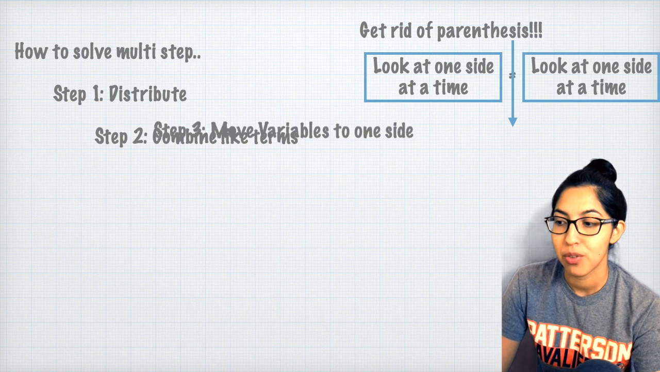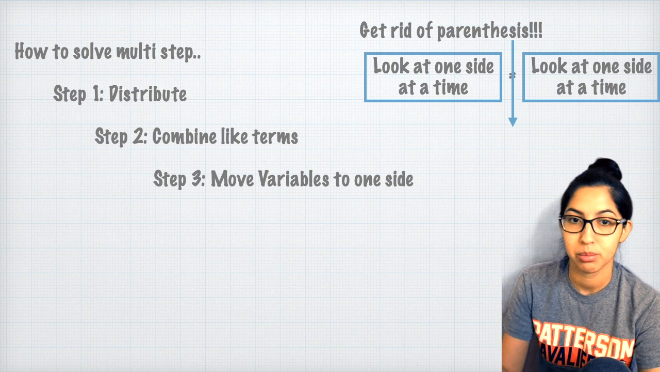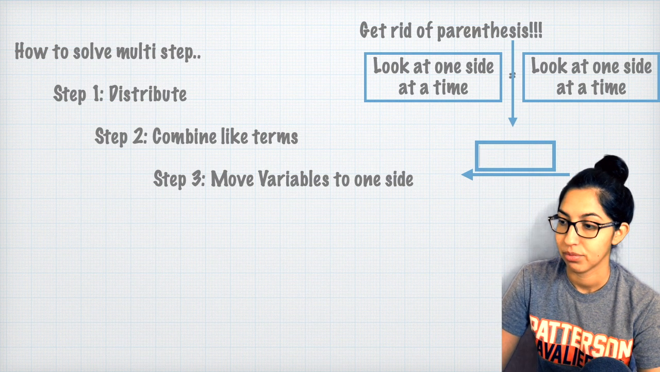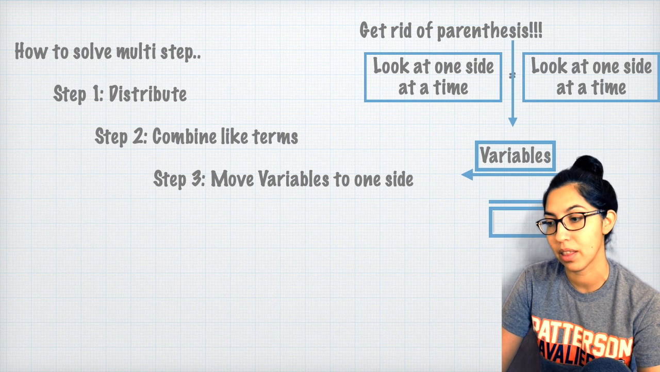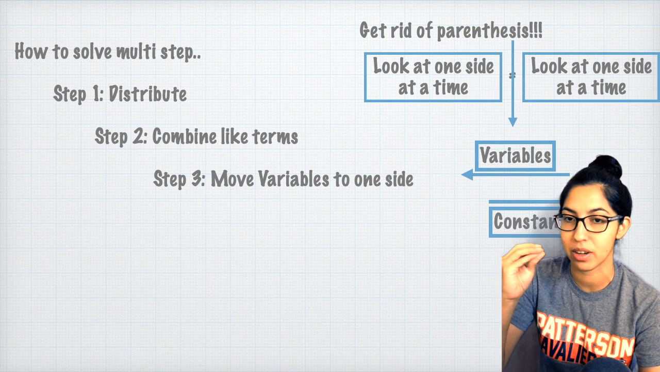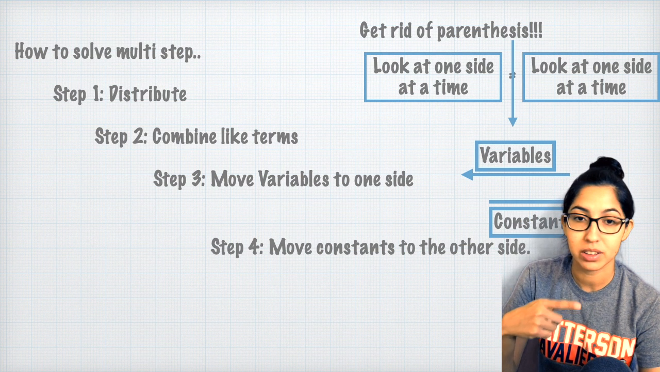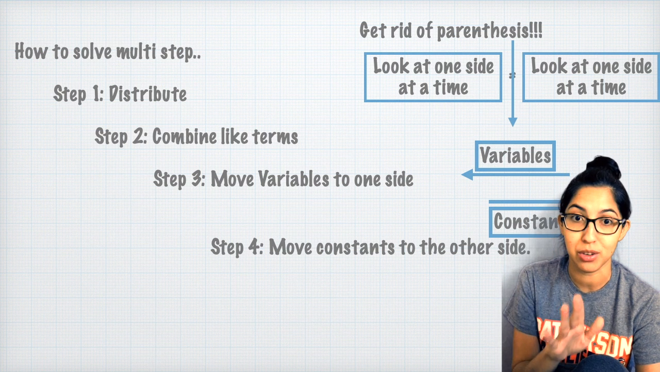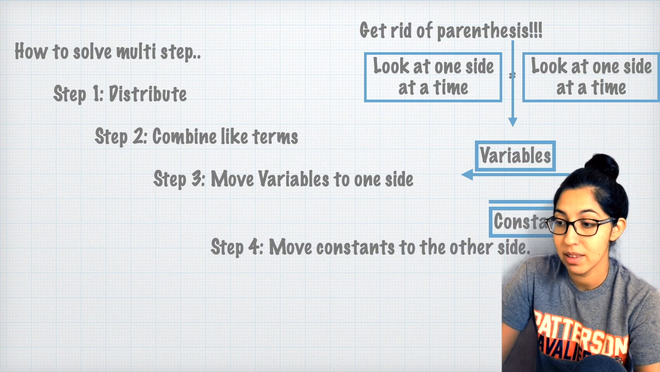Step 3, move variables to one side. So to the left. Move variables to the left. Step 4, move constants to the other side. And the reason why I kind of put those together is because step 3 and 4 are interchangeable. If you do constants first, you're still going to end up with the same answer. So it's really whatever you feel more comfortable with, go ahead and move those. And last, step 5, solve.